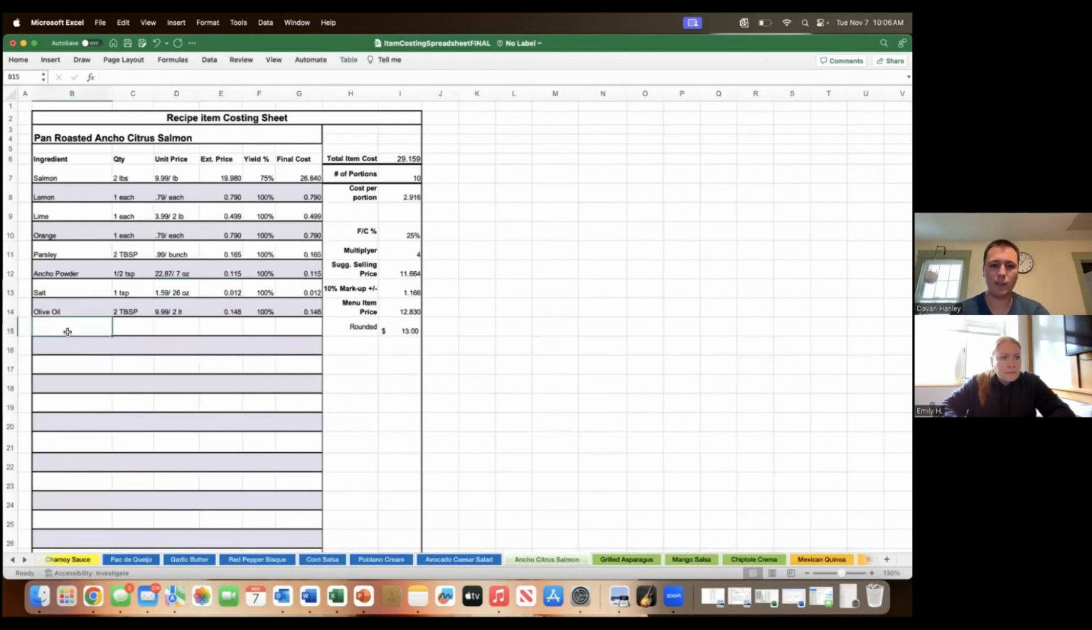So all the costing sheets are basically by item on a plate. So this is just the salmon, nothing else on the plate. When you have salmon, you have the quantity that you need. The unit price is the price of how it's sold. Salmon is traditionally sold by the pound, so it's going to be $9.99 a pound. The extended price is just the amount that you need times the price it's sold at. Does that make sense? So you need 2 pounds, so you're just doing $9.99 times two.